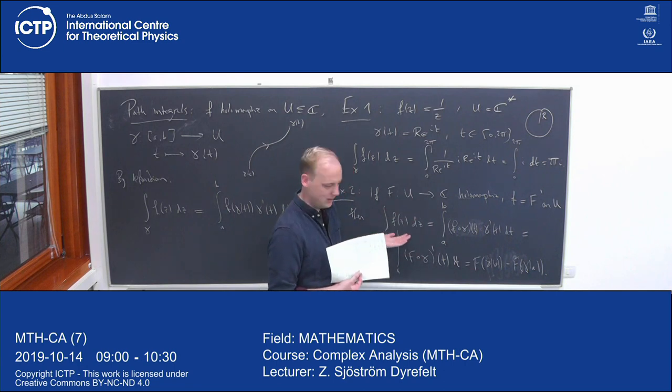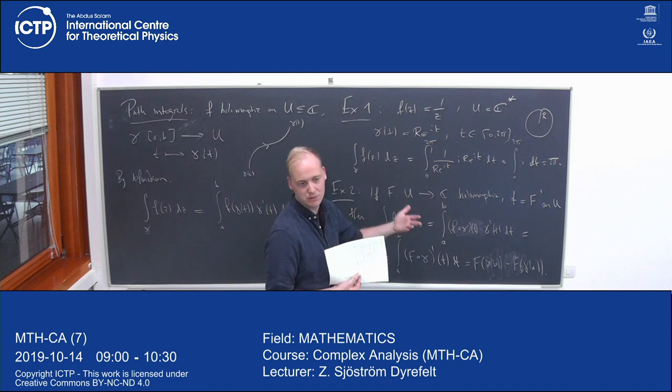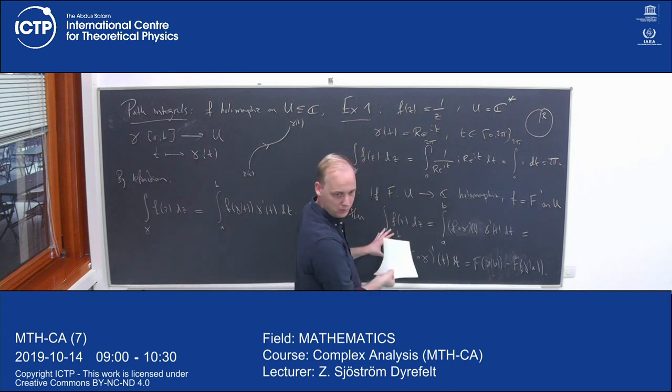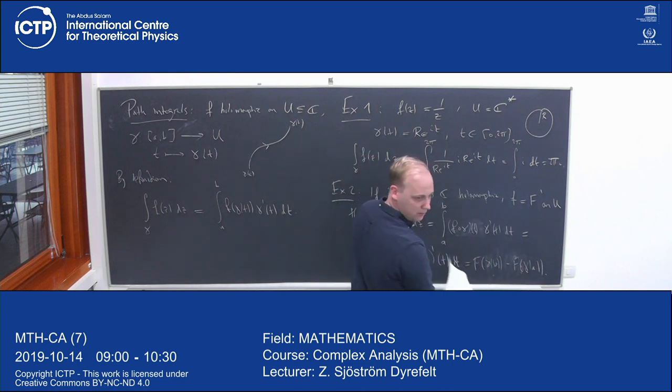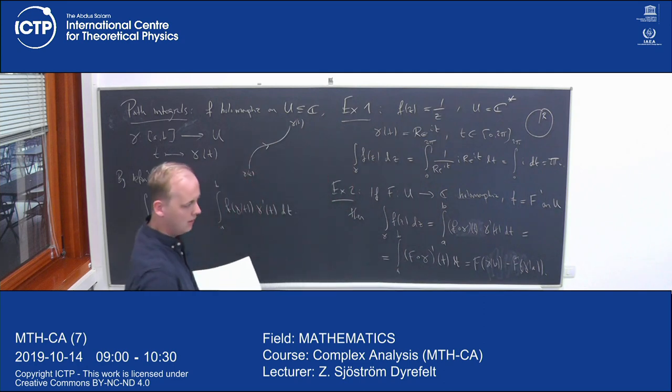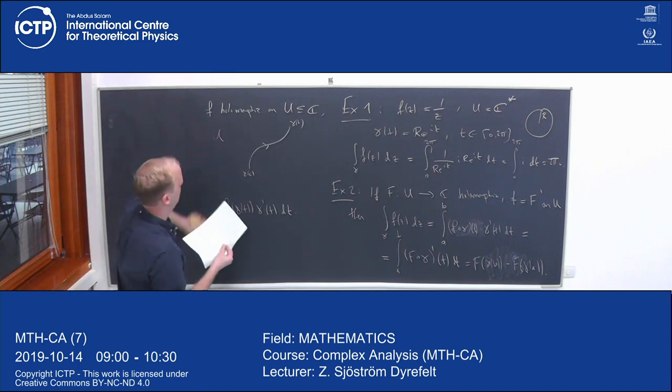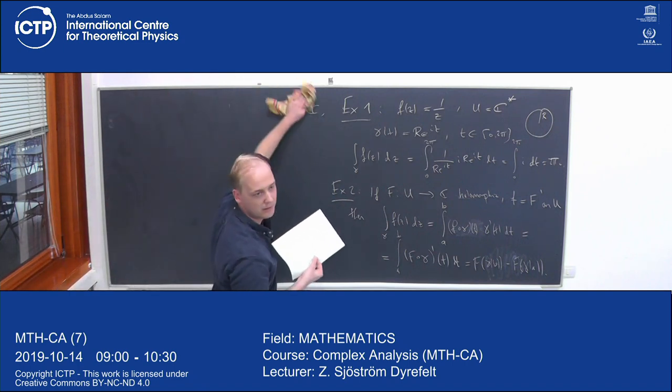What we don't know yet, and we will show later, is that if you have a primitive that is holomorphic, so if you have a derivative of a holomorphic function, then you are in fact yourself holomorphic. So if you are holomorphic in the entire domain U, then this kind of thing always holds. You have a primitive. We will see this. But for now we have it.